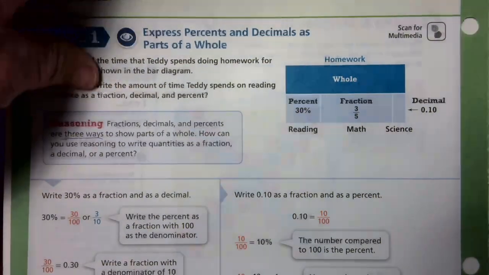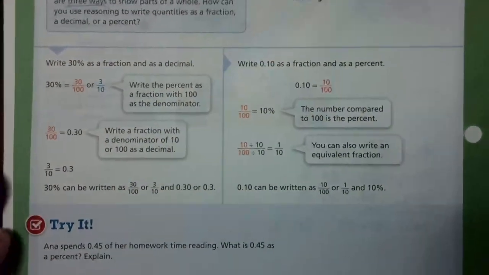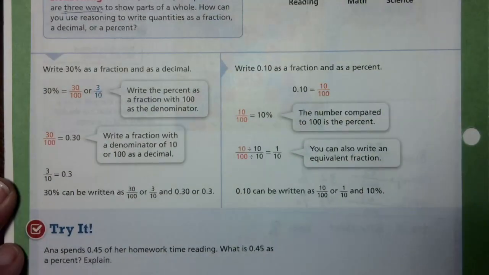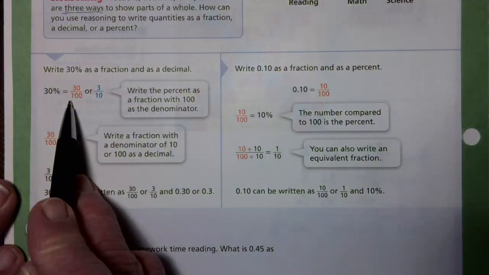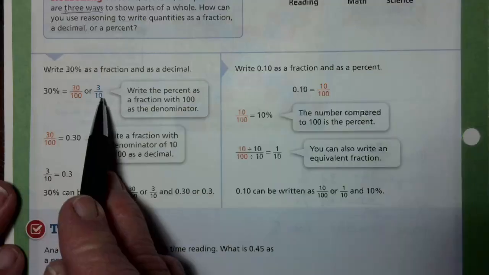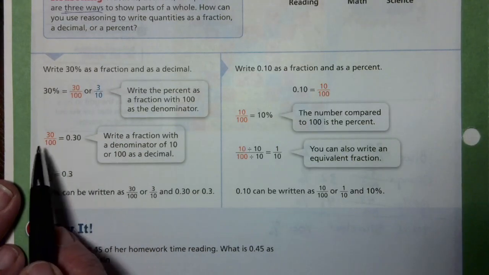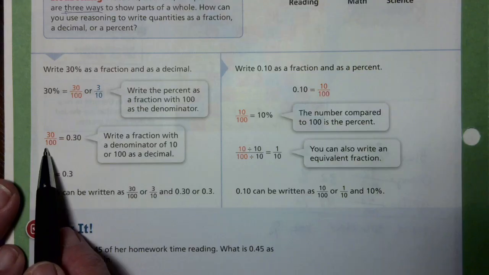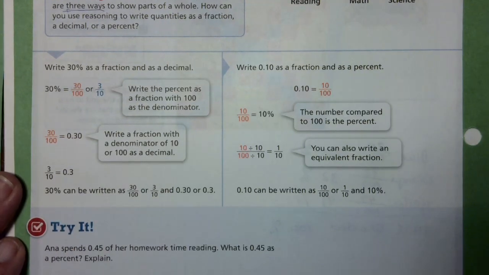So they're going to show you down here how they want to do it. We're going to write 30% as a fraction and as a decimal. 30%, just like I showed you, means 30 over 100, reduces to 3/10. 3/10 is written as 0.3. 30 out of 100, when you divide that, you get 0.3 or 3/10. Okay, just like I showed you earlier.